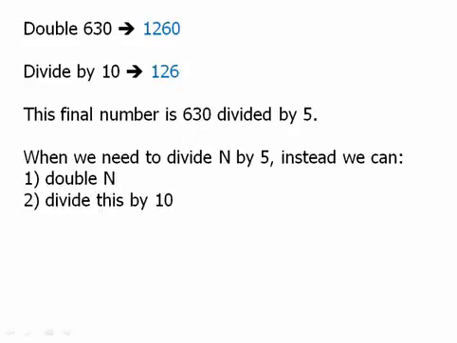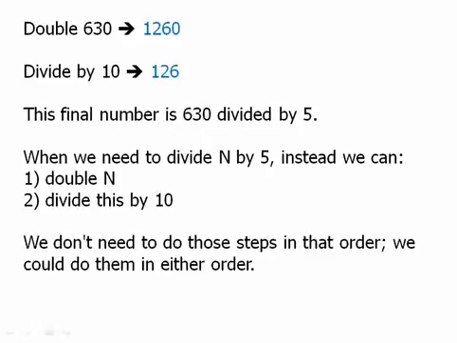When we need to divide n by 5, we can double n and then divide the doubled number by 10. And in fact, we don't even need to do things in that order. We could do them in either order. We could divide by 10 first and then double, or we could double first and divide by 10, whichever seems easier.